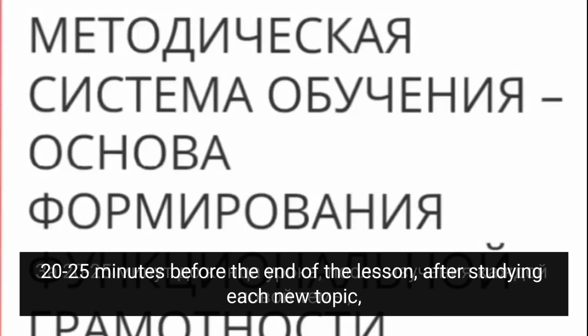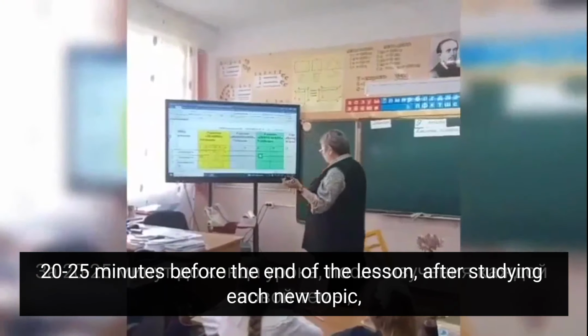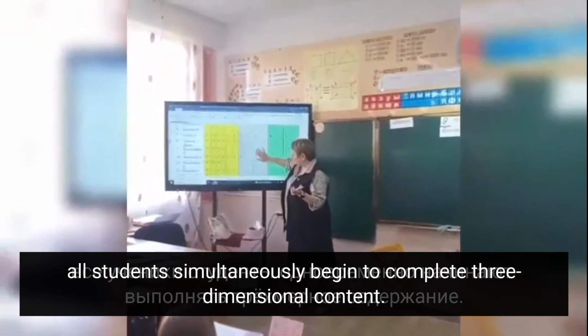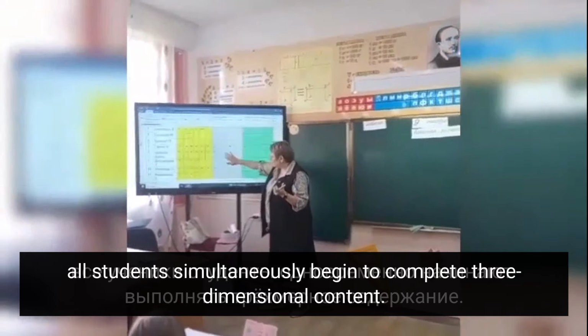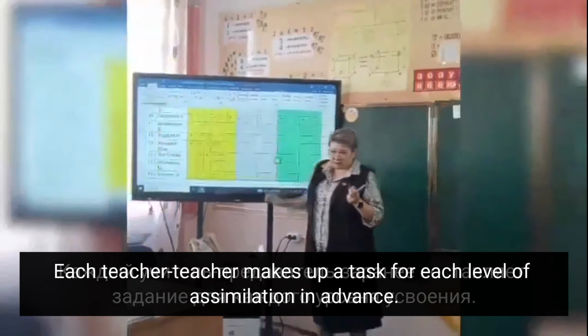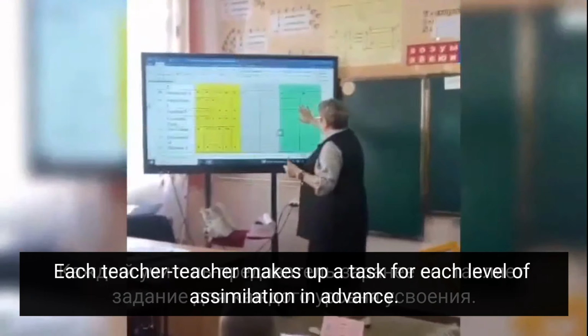20 to 25 minutes before the end of the lesson, after studying each new topic, all students simultaneously begin to complete three-dimensional content. Each teacher makes up a task for each level of assimilation in advance.